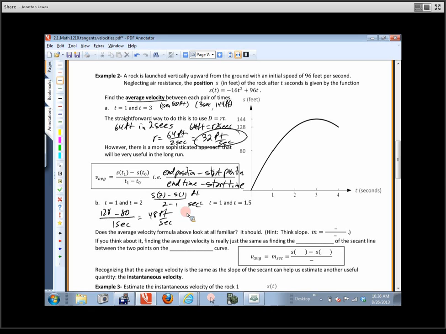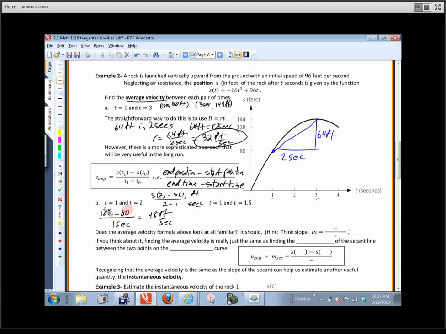Now, if we look at these two problems that we just did, these two average velocities that we just figured out, between 1 second and 3 seconds, we covered 2 seconds, and we covered 64 feet, right? And we did 64 over 2 seconds. That's what produced our answer of 32 feet per second, right?